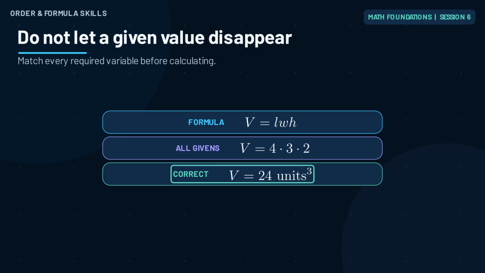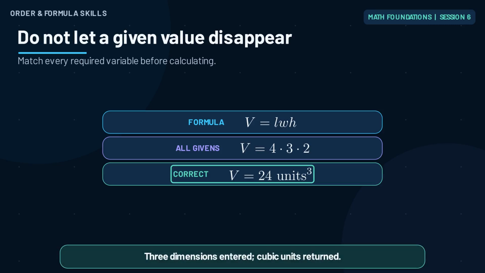3 length factors also explain why the unit must be cubic. Before calculating, count the required variables and match each one to a given value. A complete substitution line prevents missing factor errors.